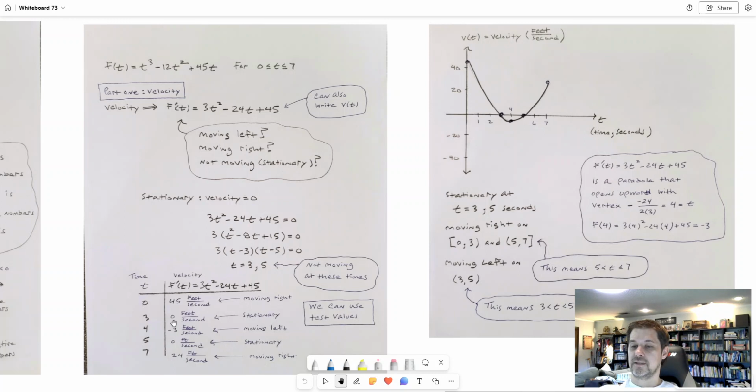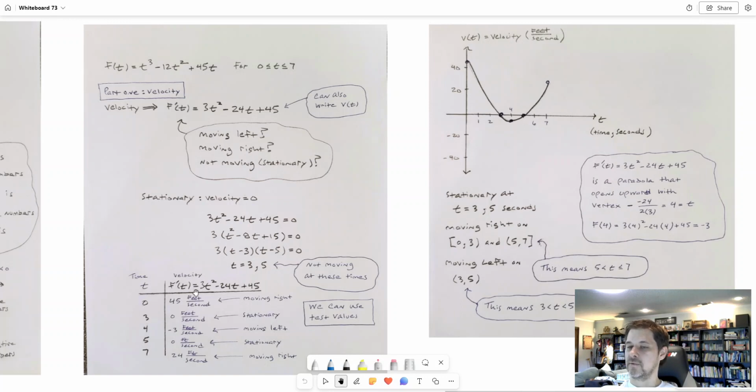Since I know when it's stationary, I can test some times outside of that. I know it's stationary at 3 and 5 seconds, so I could just test some times in our interval outside of and in between 3 and 5 seconds. If I put 0 into that, it gives me a velocity of 45 feet per second, meaning it's moving right. I can make the inference that it's moving right at all times less than 3 seconds.